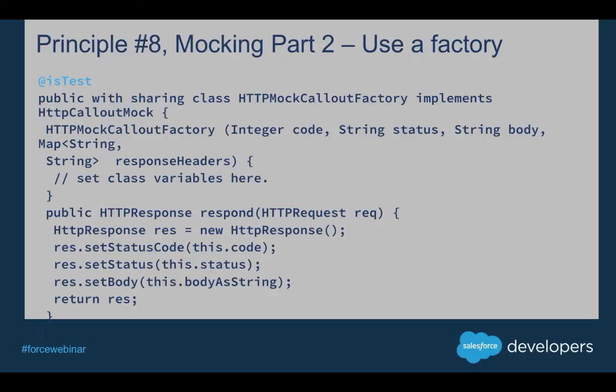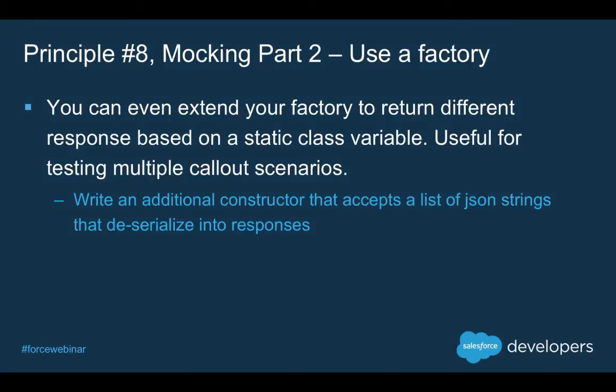Now, why do I use a constructor for this? Because you can extend your constructor and extend this pattern to return different responses based on a static class variable. So you can have multiple callouts, and oftentimes you'll have chained callouts. Go get some data from web service A and then pass that into web service B and get some data. And you can use the constructor pattern by just creating an additional constructor that accepts a list of JSON strings that deserialize into responses. So you have one constructor, you set that up in your test. Here's my 4 responses, go for it, and then you set up your class there, to the mock, to return object 1, object 2, object 3, and object 4.